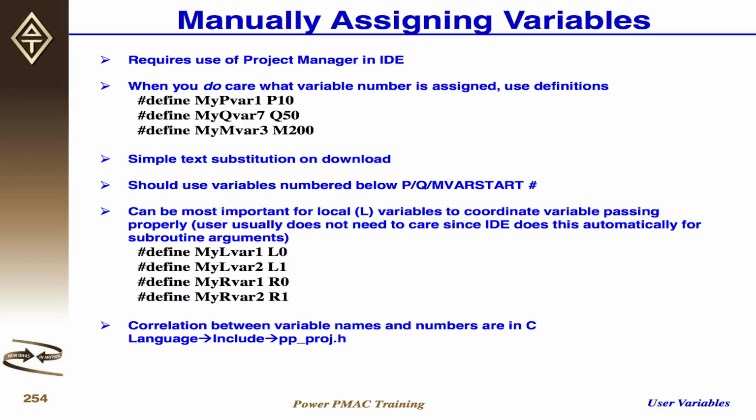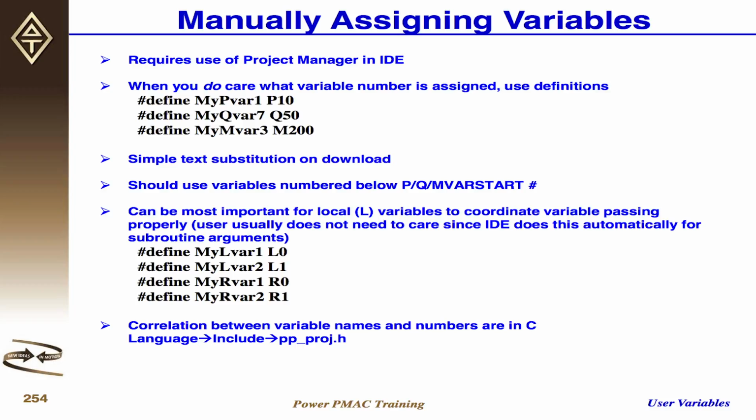#define my mvar3 M200. Now my mvar3 is the same as M200. If you set one of them, you're setting both of them. It's just another way to access it. It's a simple text substitution done by the IDE when you download it onto the PMAC.